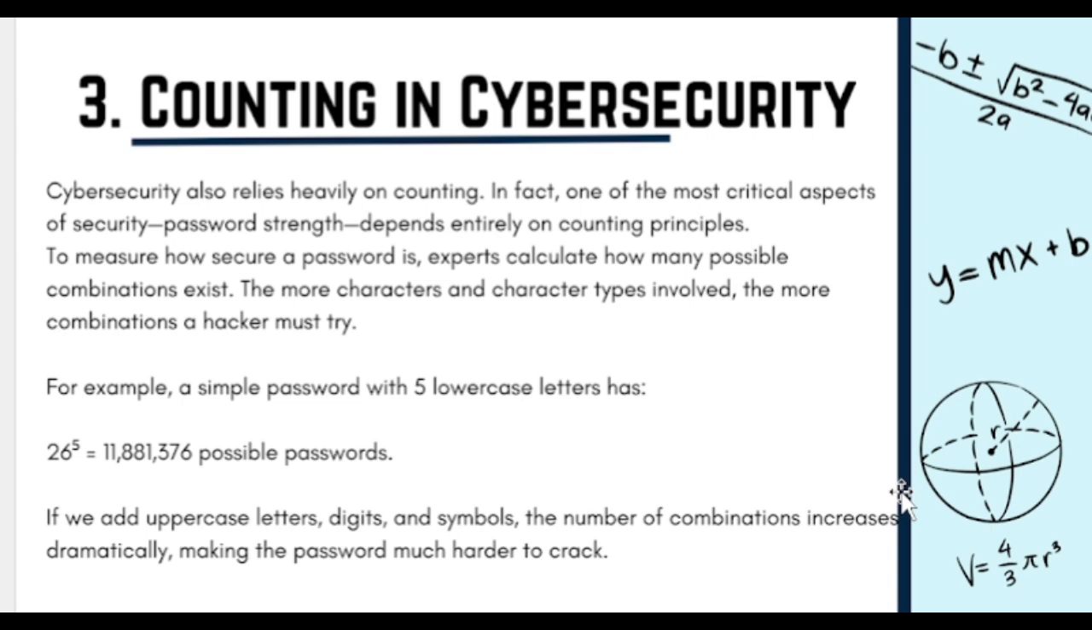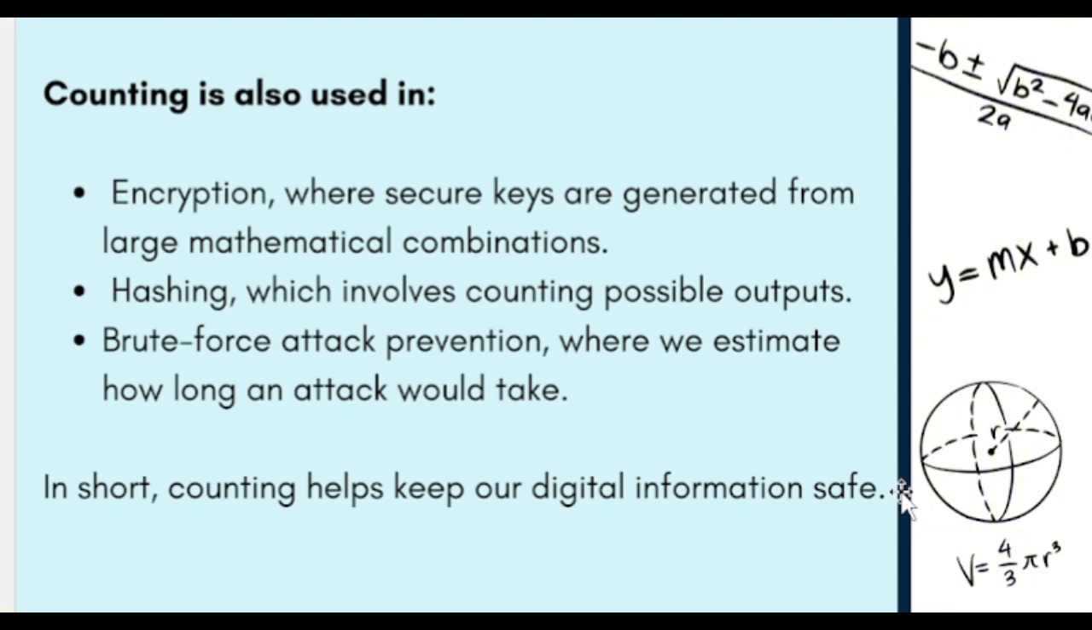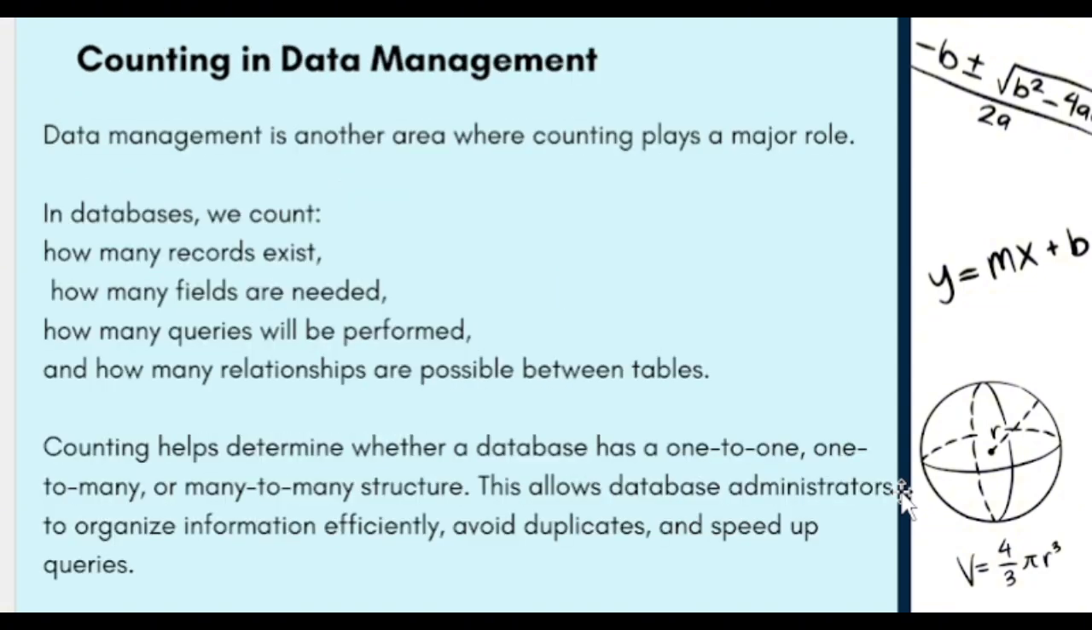Counting in system design and user experience. When designing an information system or application, developers count the number of screens or pages a user will navigate, the number of steps in a procedure, the number of possible user interactions, and the number of test cases required before releasing the software. Each additional choice or step increases the total number of possible user paths. Developers use counting to make sure that the system is efficient, user-friendly, and free of errors. Counting helps ensure that every possible action the user might take is tested and accounted for.